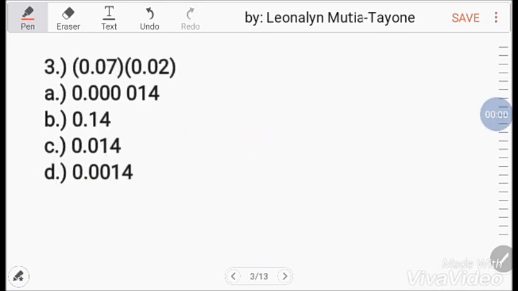Letter D. Number 3, 0.07 times 0.02. In multiplying these two numbers na may nasa decimal points, wag mo muna isipan yung dalawa dyan at kalimutan mo muna yung decimal. Bali, yung i-multiply natin ay yung 7 at saka 2. So, 7 times 2, that is 14.